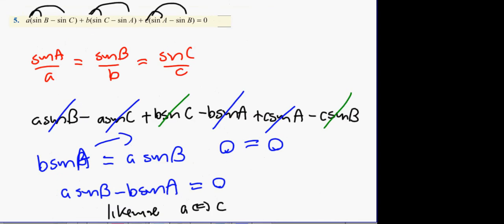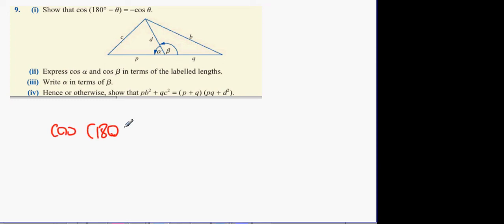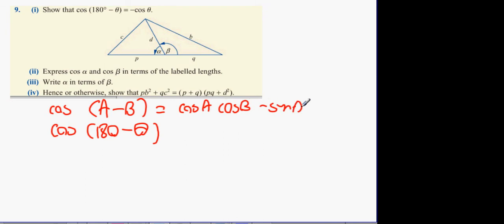Okay, number 9 now, is it? With number 9, show that cos of 180 minus theta equals minus cos theta. Well, if I go to my notes or my tables, does anybody have tables there? Yeah, thank you. Okay, guys, so cos of 180 minus theta is cos A minus B, and cos A minus B is cos A cos B minus sin A sin B.